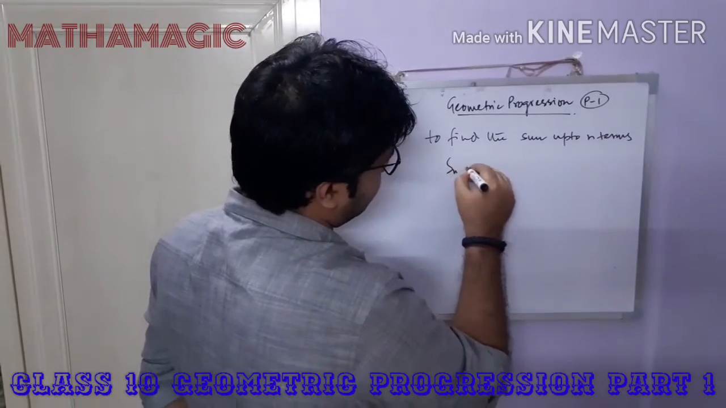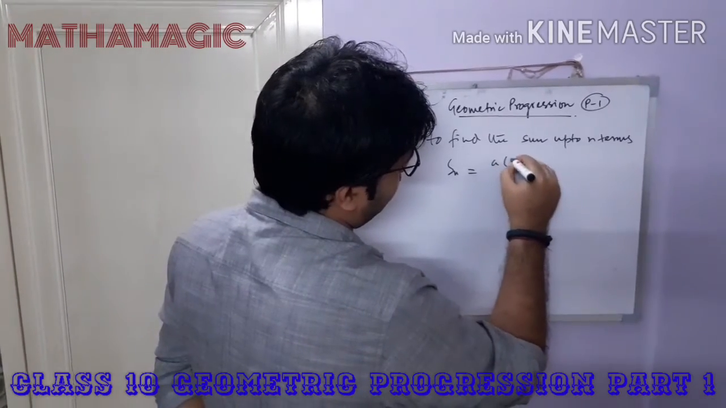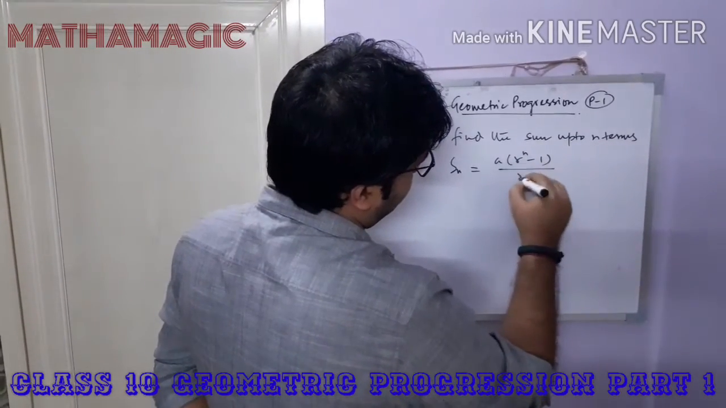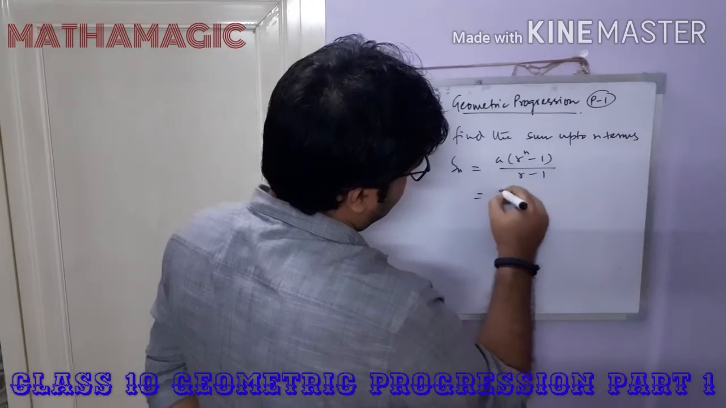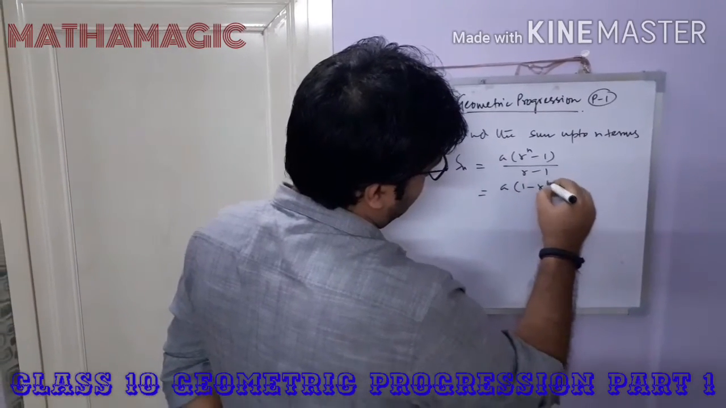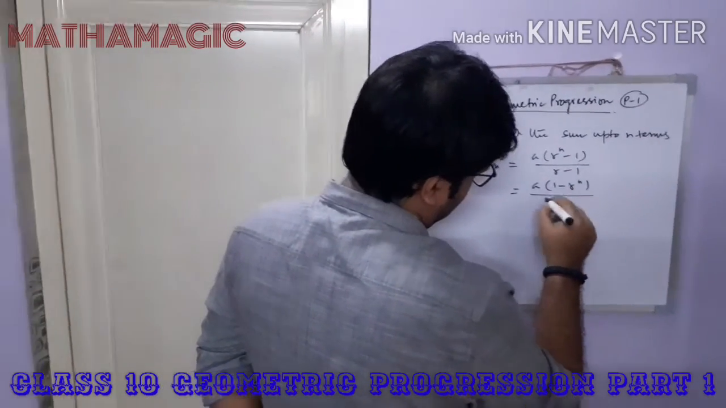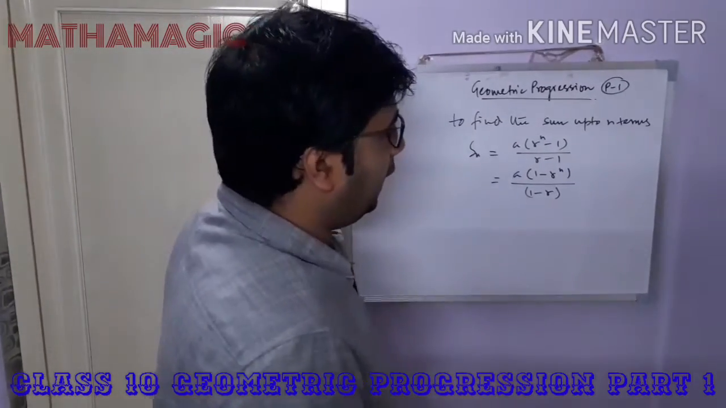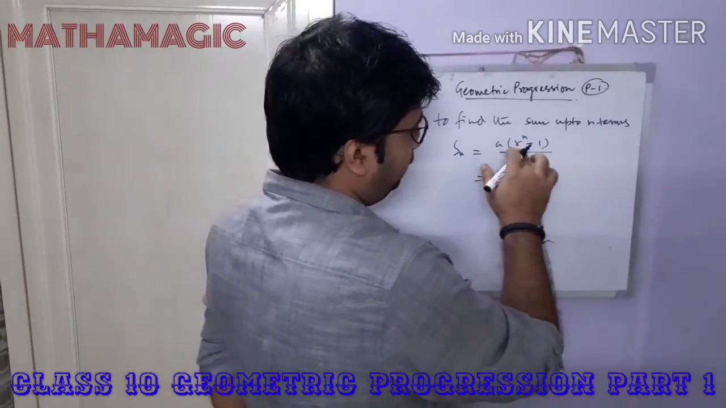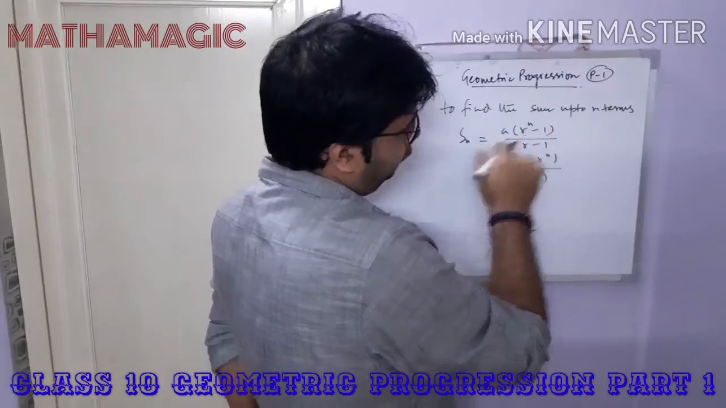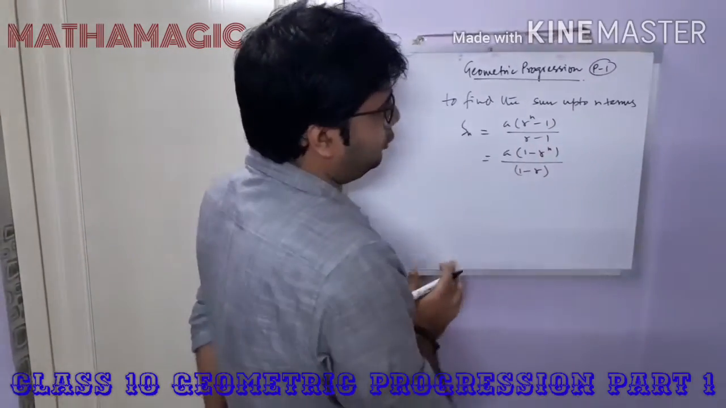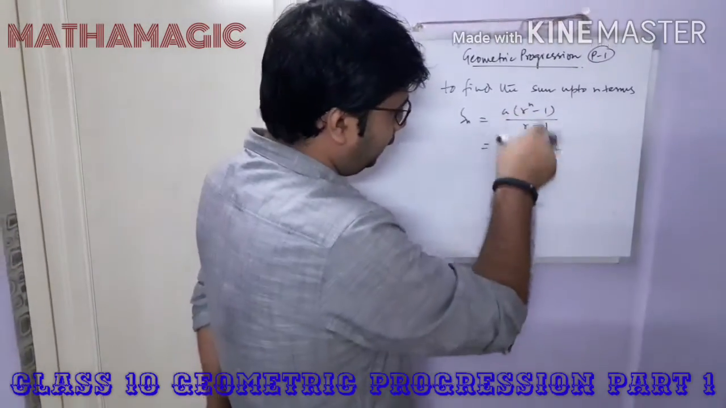So the formula states that Sn equals a into r to the power n minus 1 divided by r minus 1, or it is also stated like this, 1 minus r to the power n divided by 1 minus r. These two formulas are the same. Just if you take minus common from both the numerator and denominator, you will get this formula. So why are we writing it in two formats?